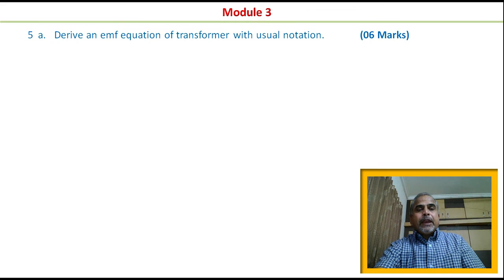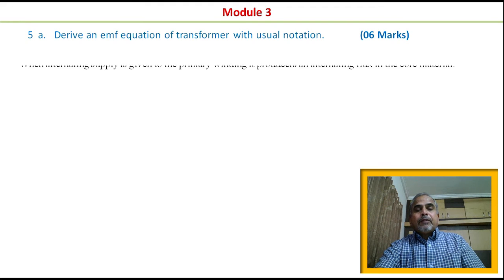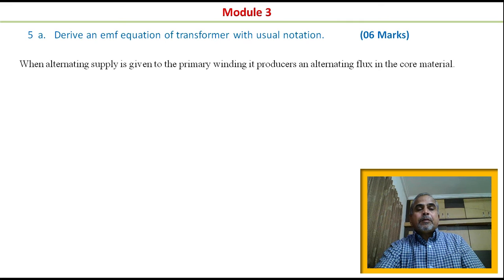Question number 5a, derive an EMF equation of a transformer with usual notation. You have to derive the EMF equation for a transformer. For that, first you have to write how exactly the induced voltage is inducing in a transformer's windings.